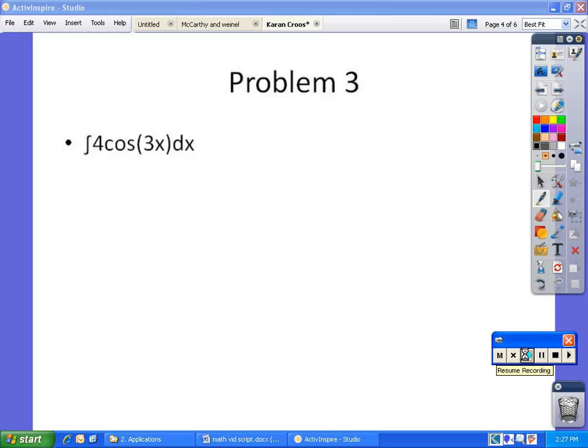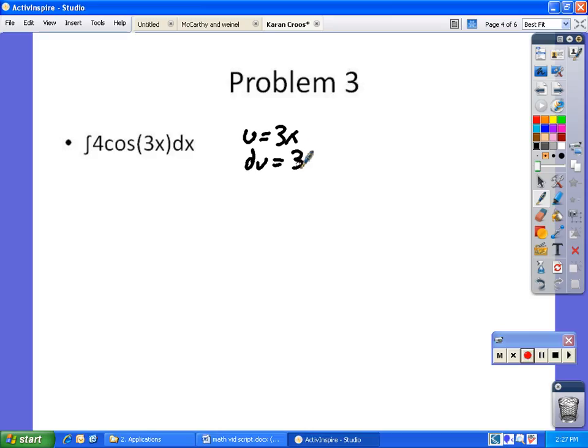Alright, on to the next problem. To take the integral of 4 cos(3x) dx, use the u substitution method again. So u = 3x, and you find du algebraically: du = 3 dx, then solve for dx: dx = du/3. Okay, then you use the substituted integral.